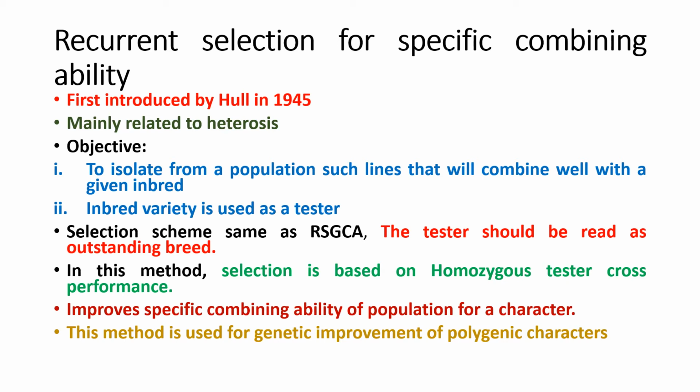The selection scheme of recurrent selection for specific combining ability is the same as recurrent selection for general combining ability. Here, the tester should be an inbred. In this method, selection is based on homozygous tester cross performance. It improves the specific combining ability of a population for a character. This method is used for genetic improvement of polygenic traits.